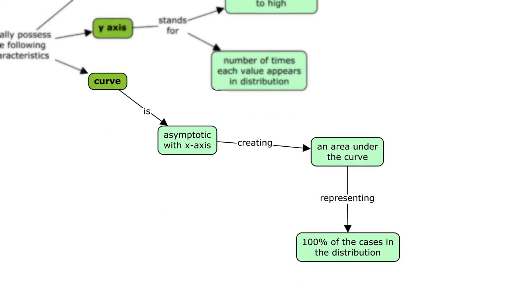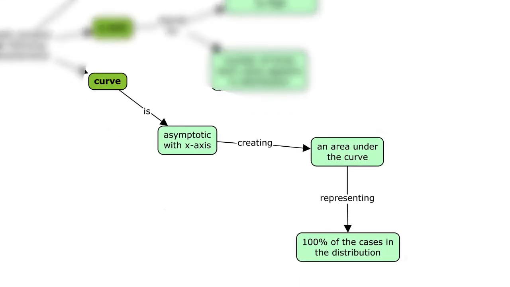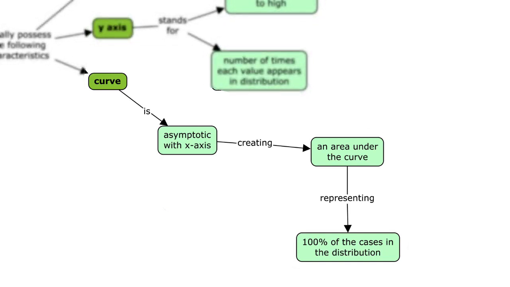As for the curve itself, it will typically appear to touch or almost touch the x-axis at both ends of the curve. As such, the area underneath the curve, down to the x-axis, is said to represent 100% of the cases in the frequency distribution.